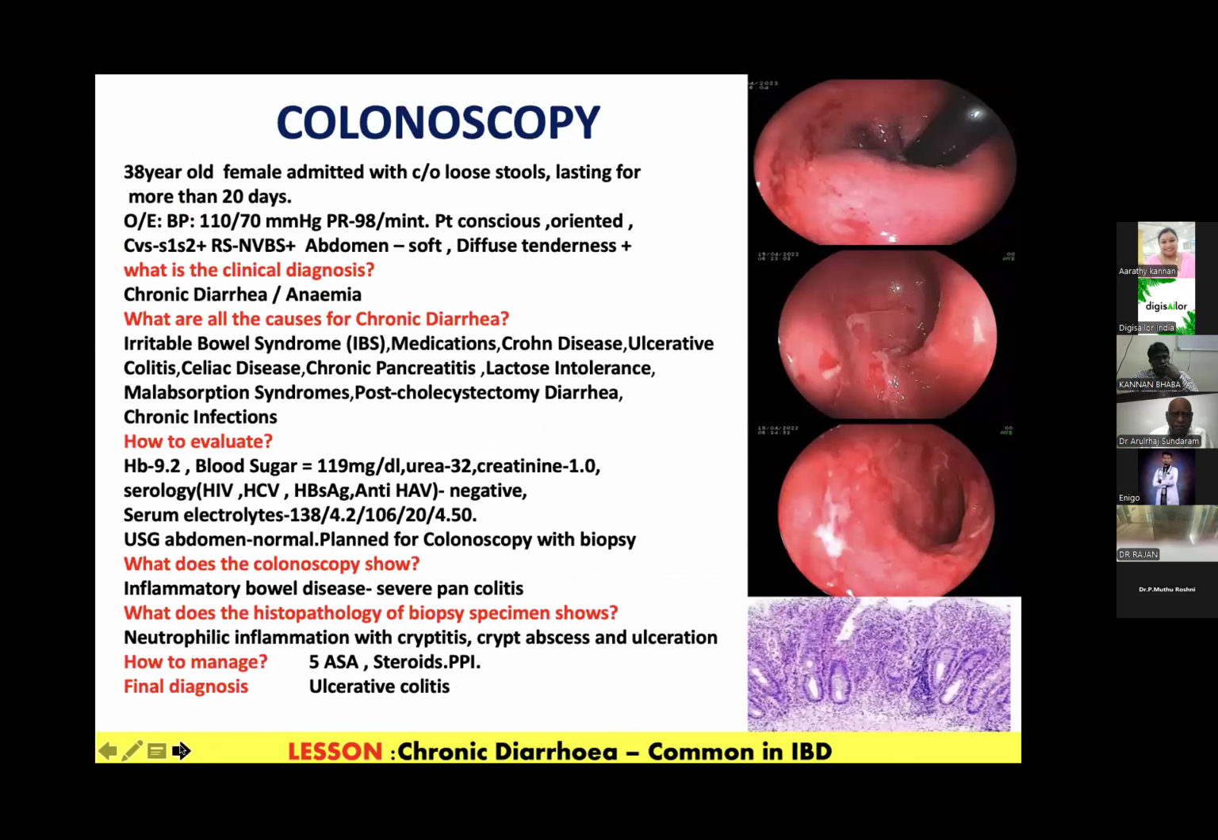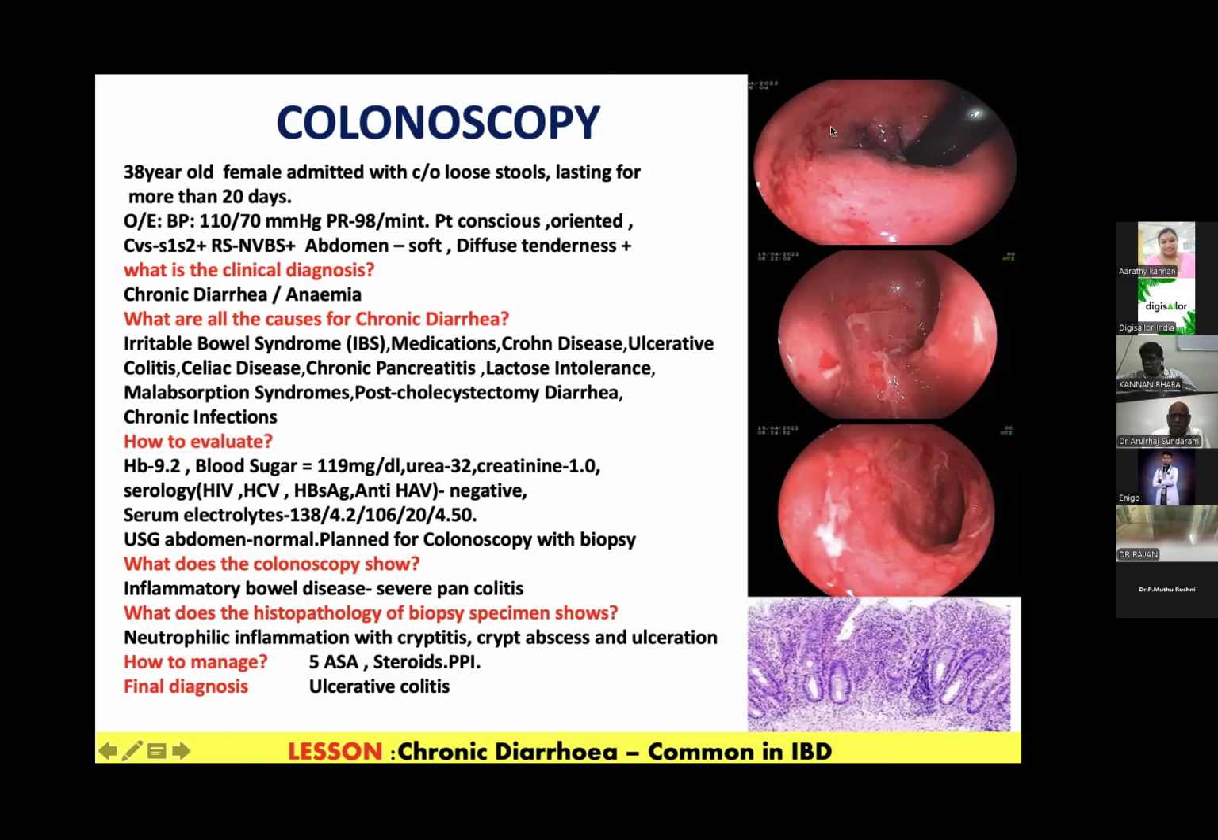See, a young lady has had loose stools for quite some time. In today's culture and lifestyle, eating on the streets, loose motions are very common. When it goes on for a longer time, you should always suspect whether there can be any specific disease. And the way to fix the diagnosis is to do a colonoscopy. That will give you the answer.